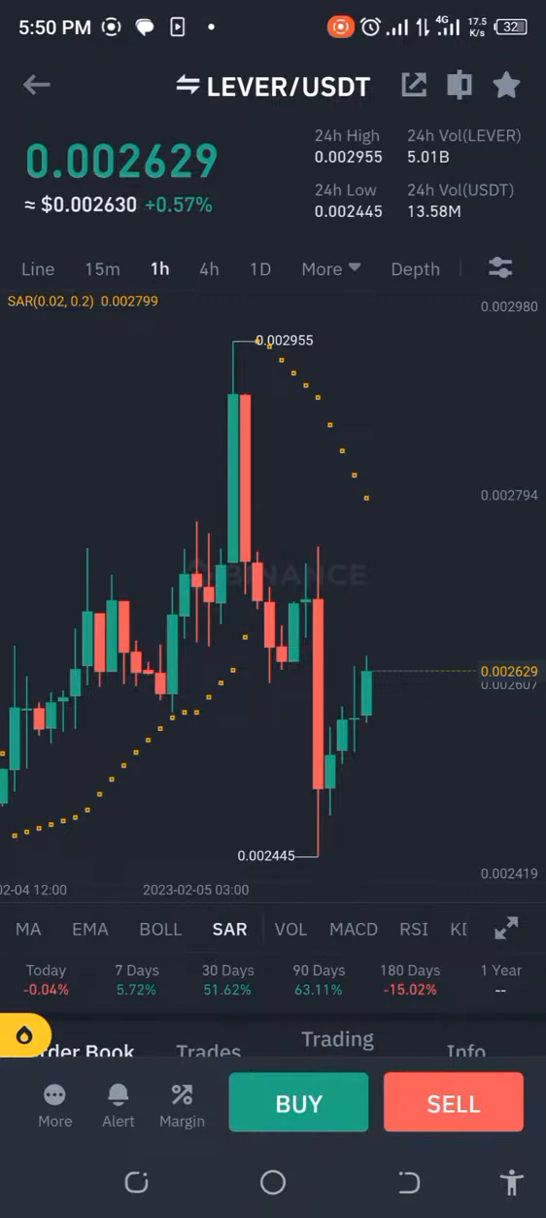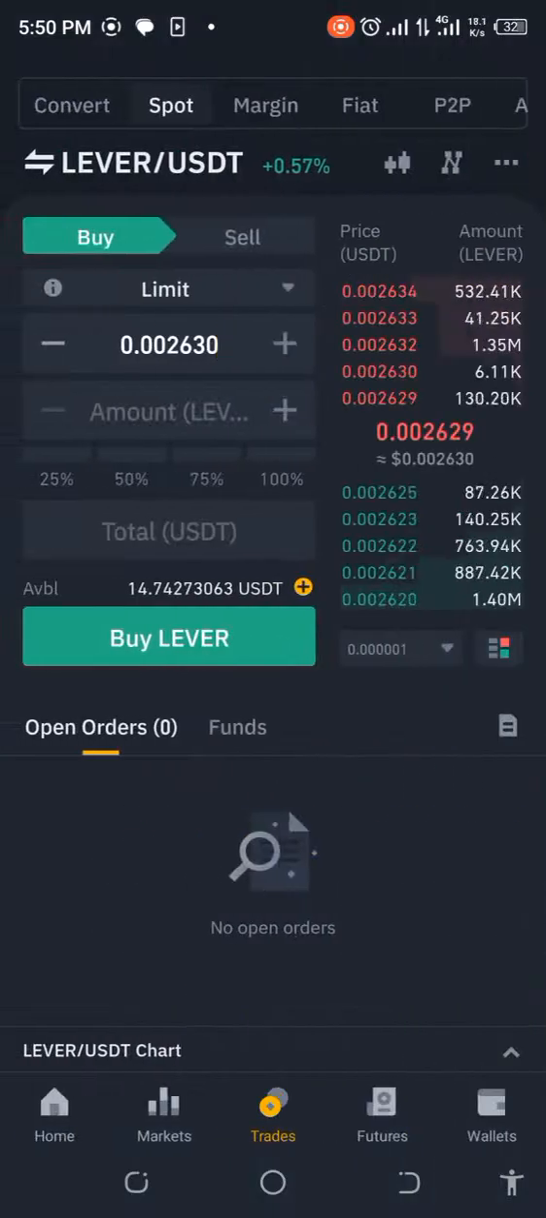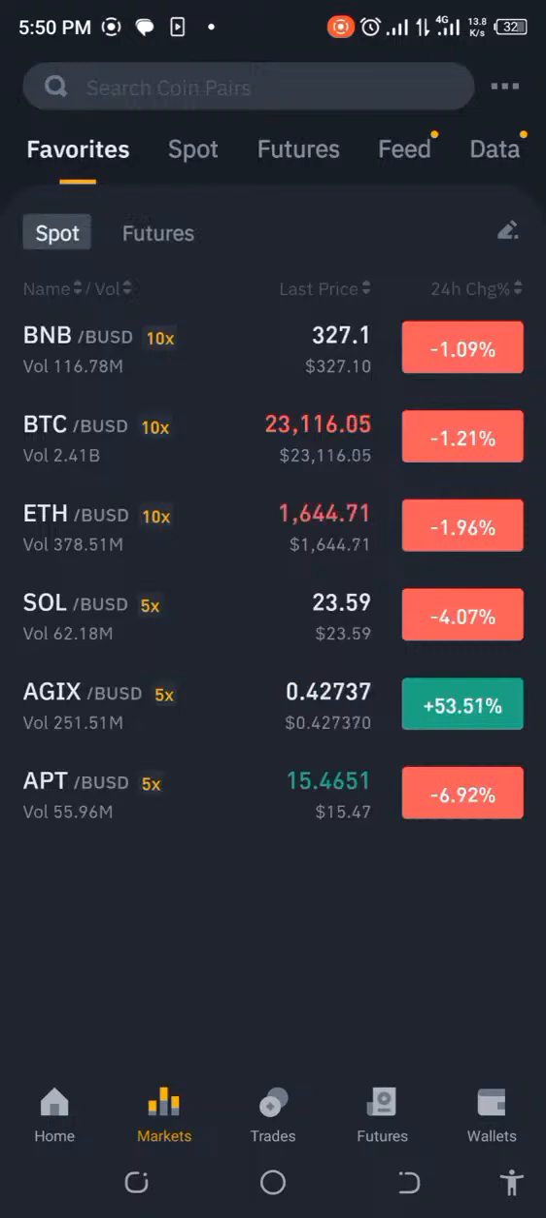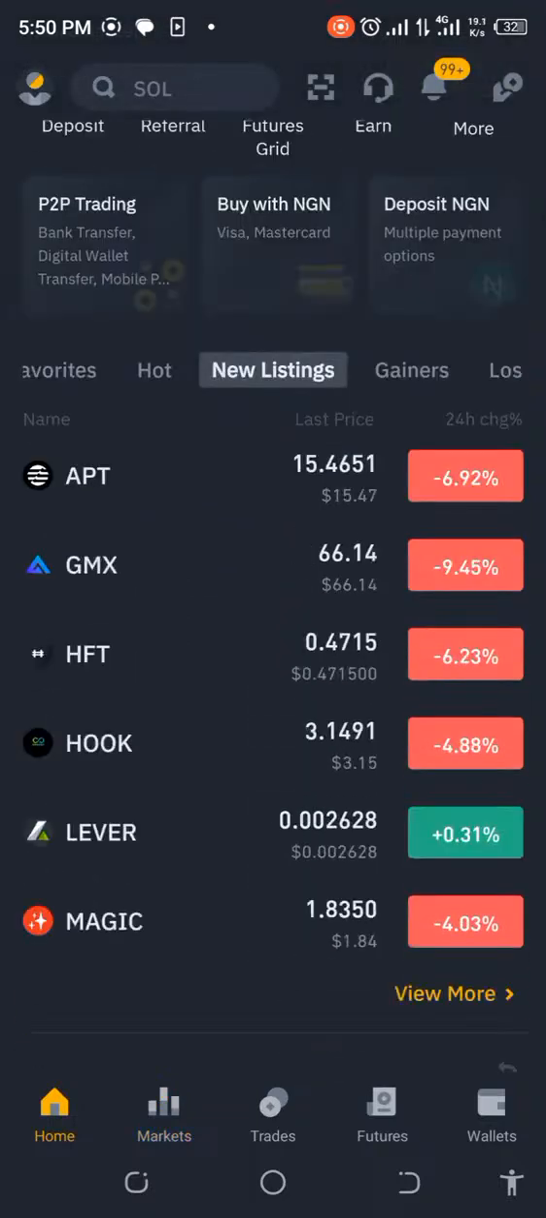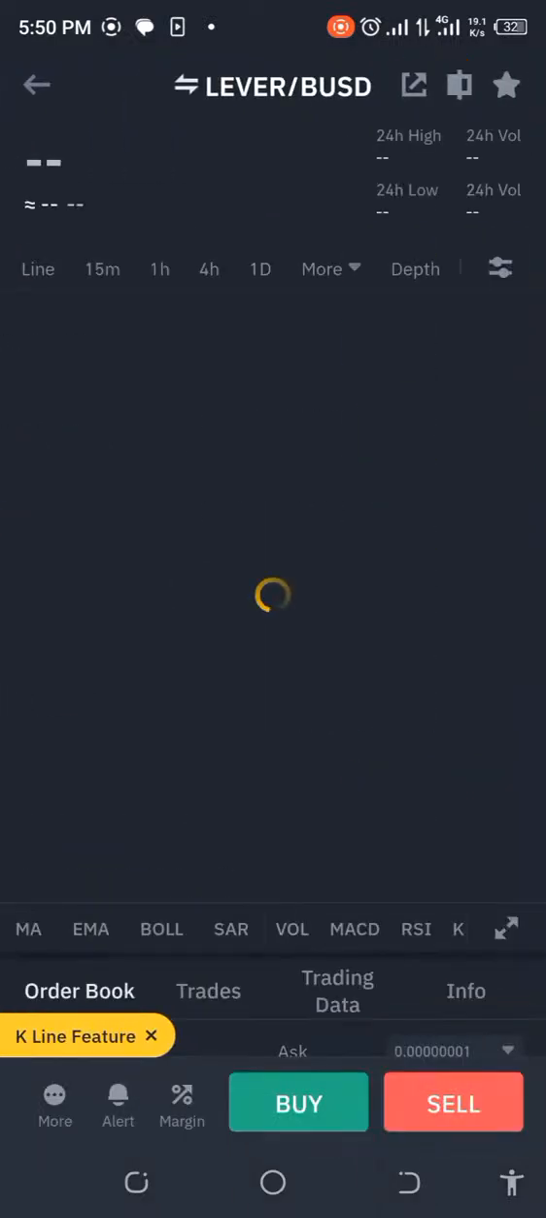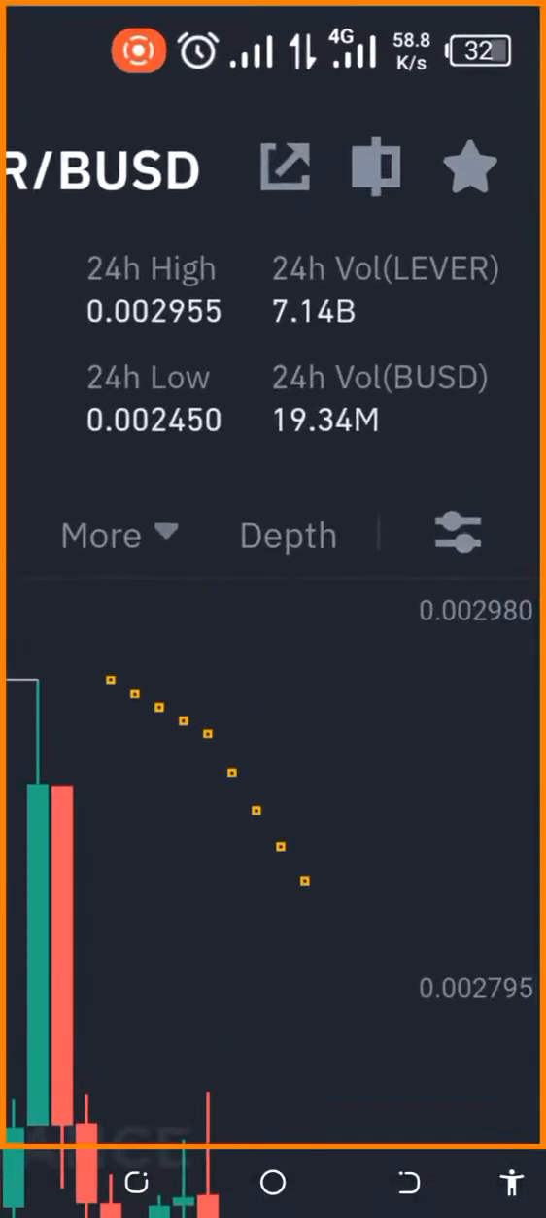Now, let me do a quick recap on what we've done so far. We looked at Lever, which is one of the newly listed coins in the new listing segment, if you remember. We checked the different price ranges, the all-time high and the all-time low, and we saw that it was 2955 within a space of 24 hours, and 2450. So we said, if we want to buy this, let's choose a lower price. We chose 2590, which we could have actually gone lower, right? And that sold almost instantly. And then when we wanted to place our sell limit, we put 2655.